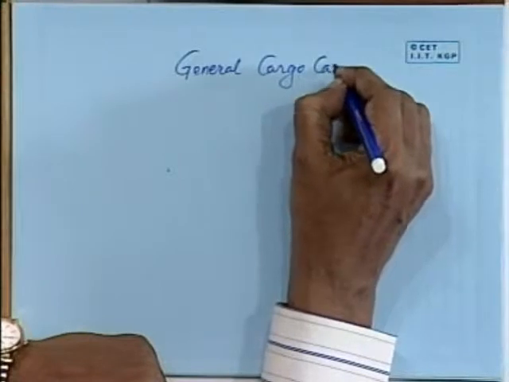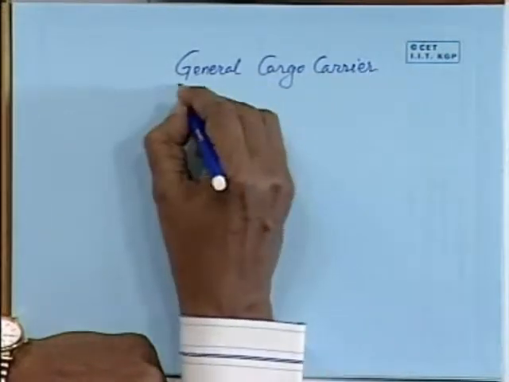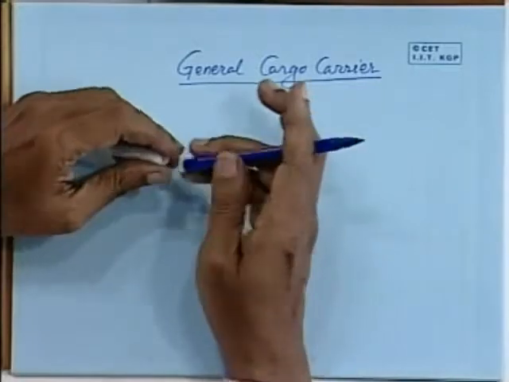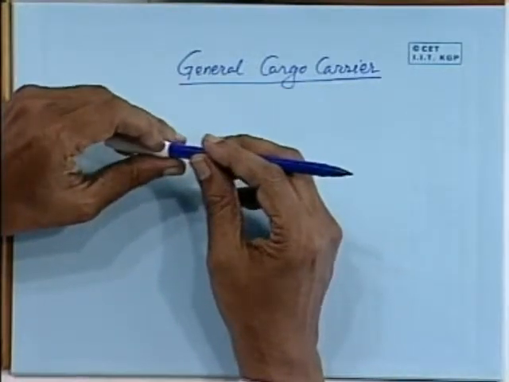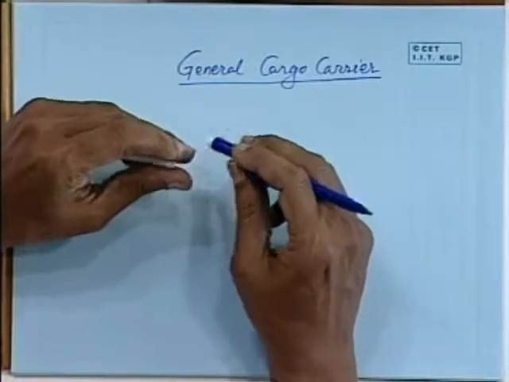So, this is basically what has led to changes of various ship types in the last 50 years. Some of these we will discuss during the course of this lecture. Let's take the most common of the ship types, the general cargo carrier. This is the ship which was most common since good old times. What does this mean?